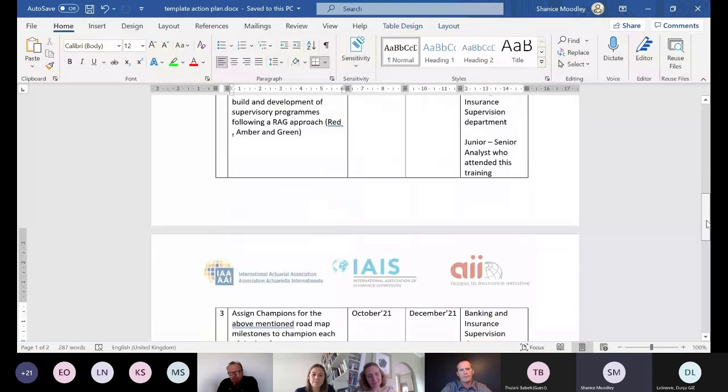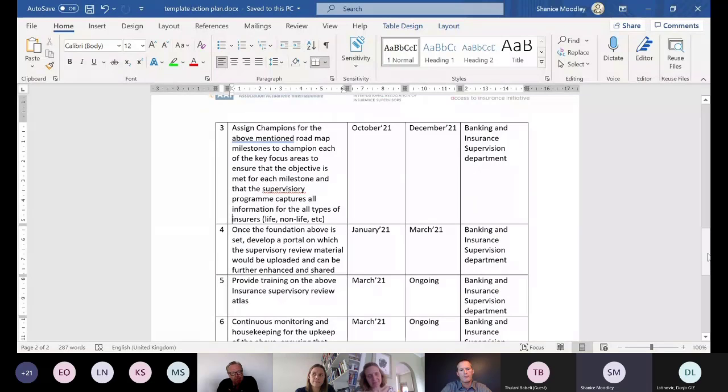The third step in our process would then be assigning champions for the above-mentioned roadmap. Even though Chesney and I would lead the development of a roadmap, we'd assign people to take accountability and responsibility for enhancing and developing the programs. Each champion would be assigned a focus area to ensure that our objective is met for each milestone, and that the supervisory program captures all the information for all types of insurers, whether they be life or non-life insurers. The time frame for this is again October through to December, where we can assign the champions during the quieter seasons, and the stakeholder would be our entire department.